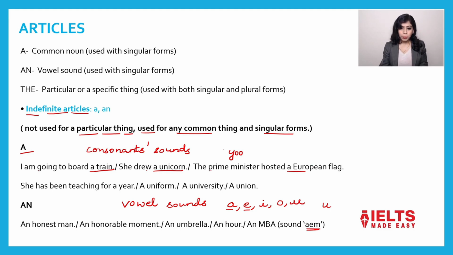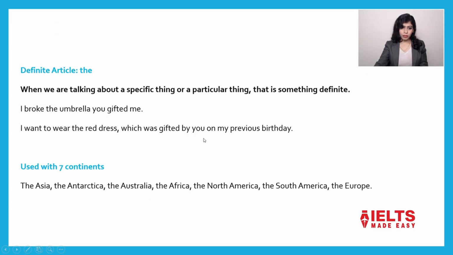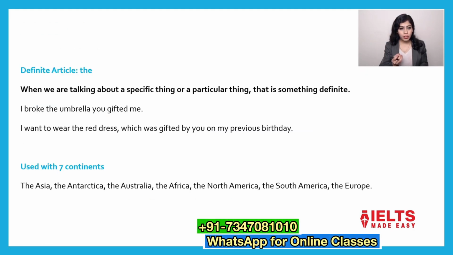So in European, unicorn, uniform, university, union, we have the sound of Y, so that's why we use a. One more thing. Whenever we want to talk about one thing, we can use a train, a unicorn, a European flag. So now I believe you have understood the difference between a and an. But now we have the third article, which is the, and the is basically a definite article.